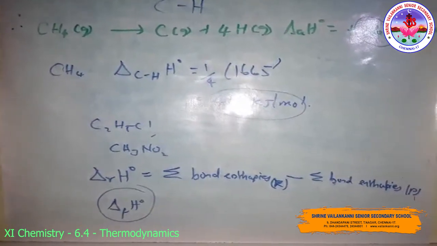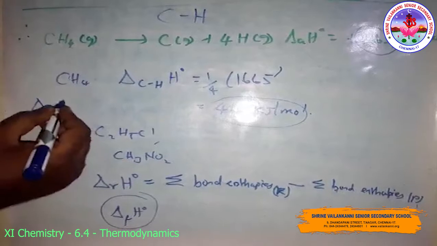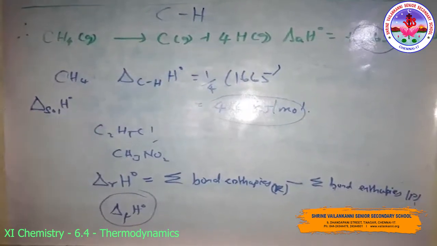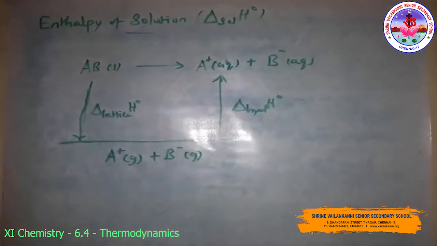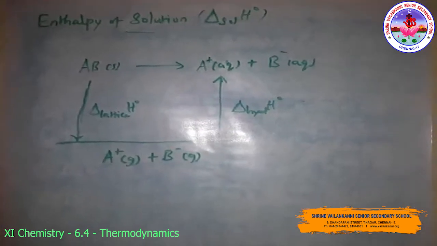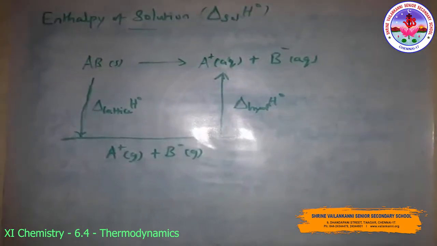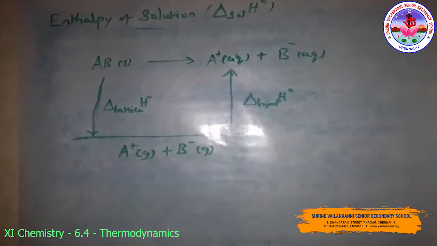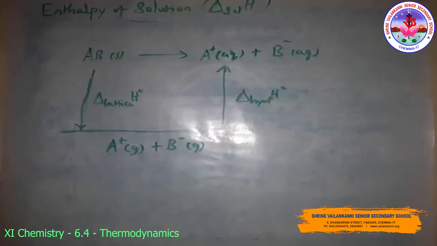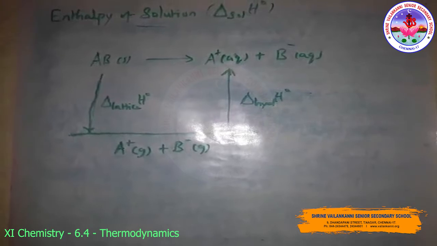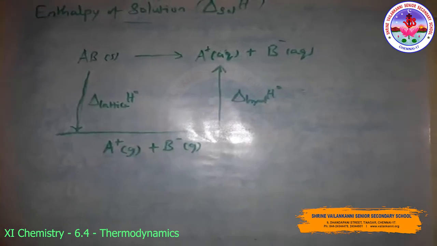Then next is the enthalpy of solution. The symbol is delta sol H naught. So the enthalpy of solution of a substance is the enthalpy change when 1 mole of it dissolves in a specified amount of solvent. The enthalpy of solution at infinite dilution is the enthalpy change observed on dissolving the substance in an infinite amount of the solvent, when the interactions between the ions are negligible.